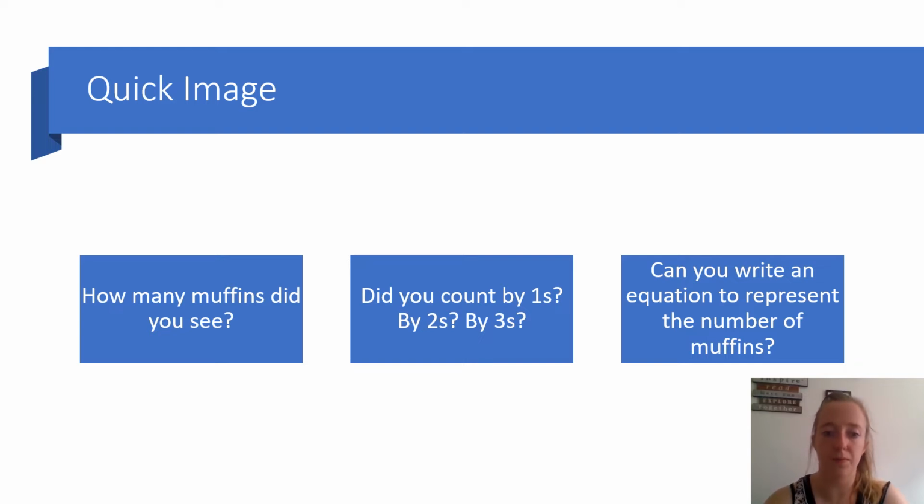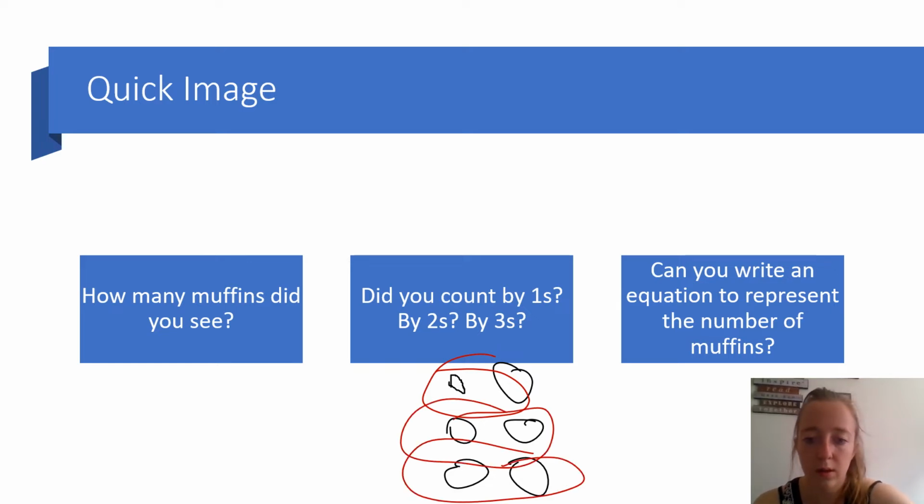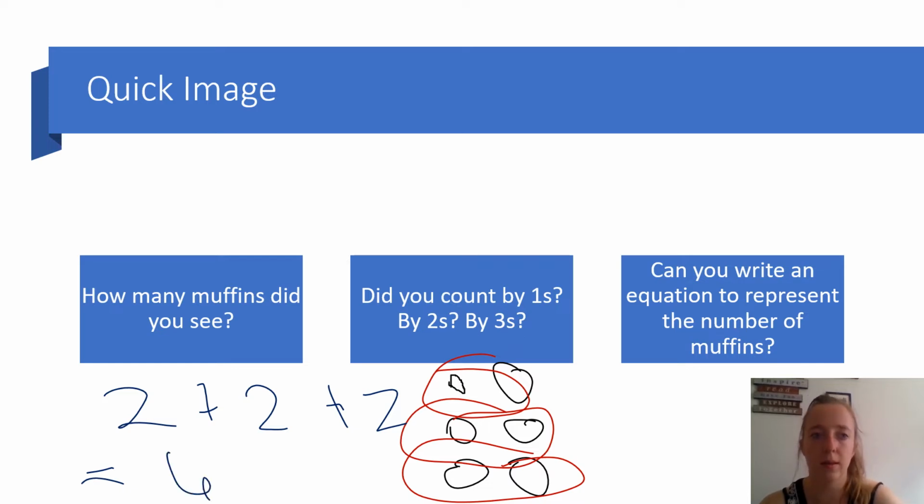So for example, if I had, this is not pretty. It's okay. Okay, if that's what the image looked like, I notice there's 2 on top, 2 in the middle, and 2 on the bottom. I can write an equation, 2 plus 2 plus 2. And how many muffins would that be? 6 muffins.